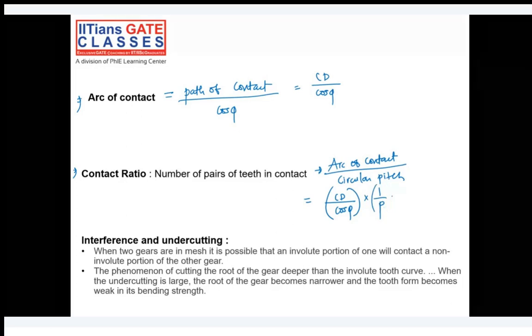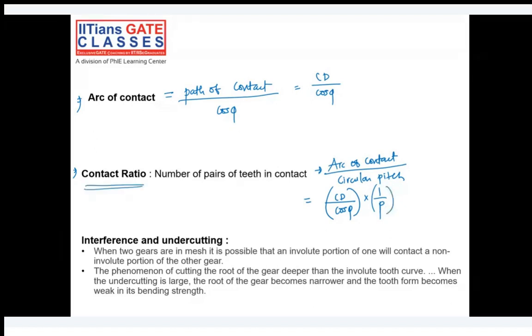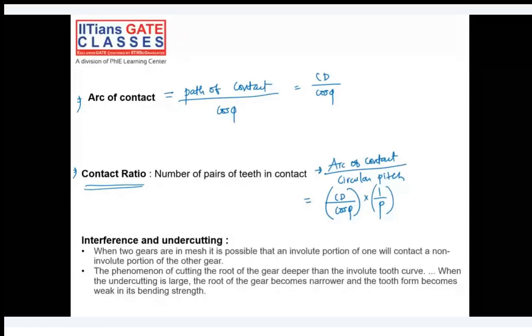So if contact ratio is expected in the exam, you need arc of contact for it, and in order to calculate arc of contact, you need path of contact for it. In order to calculate the path of contact, you should know the radius of the addendum and the pitch circle for both the gear and the pinion, and including the pressure angle phi. Okay, so these are the formulas you should know.